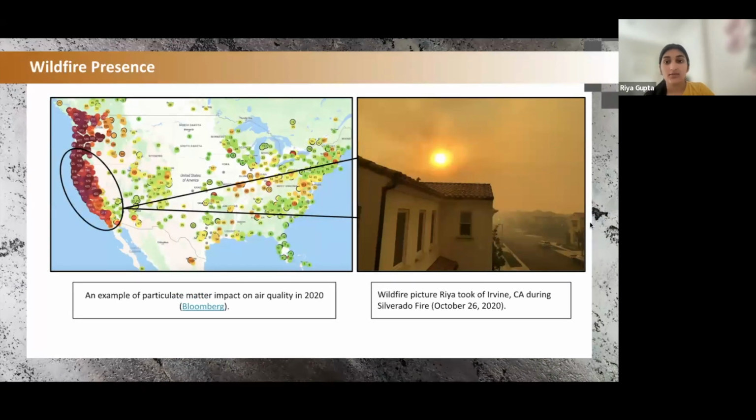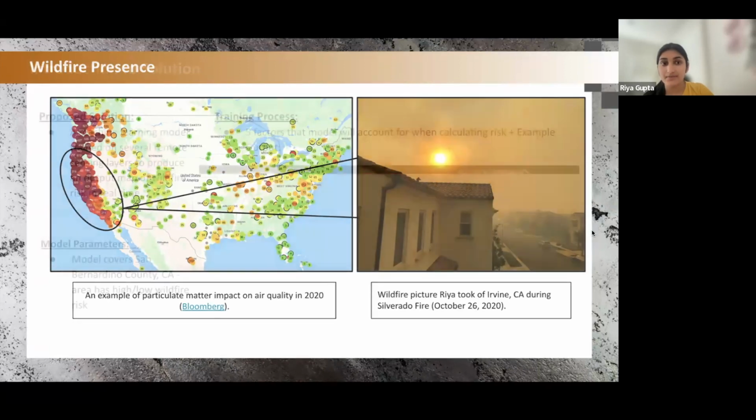Wildfire presence. Here's a picture that I took of a wildfire, and you can kind of see how it correlates with PM 2.5 values in that area for that year. This is from the Silverado wildfire.